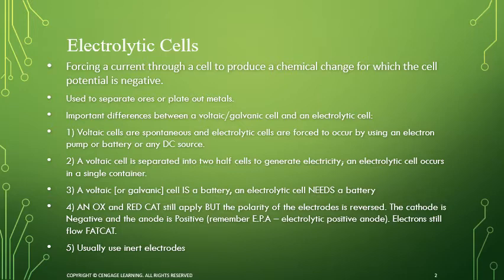You still have the oxidation occurring at the anode and the reduction occurring at the cathode, but the polarities of the electrodes get reversed. The cathode will become negative and the anode becomes positive. So you can remember EPA, electrolytic positive anode. The electrons will still flow from the anode to the cathode. And usually, because we're dealing with solutions, they will occur using inert electrodes.